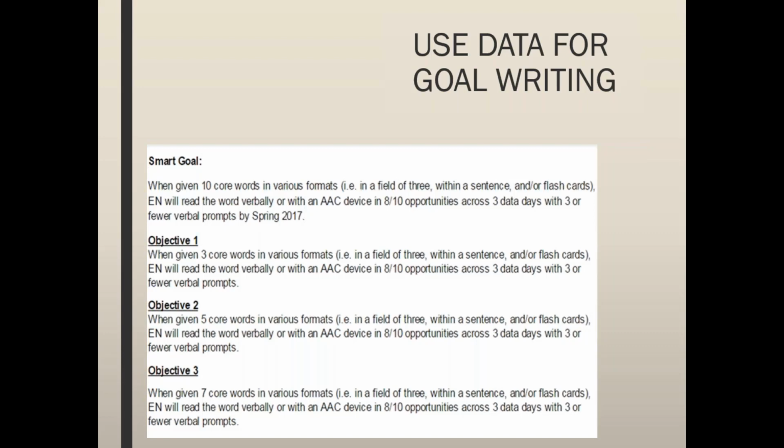So this goal states that when given 10 core words in various formats, the 3 that we mentioned, he will read the word verbally or with a device in 8 out of 10 opportunities across 3 data days with 3 or fewer verbal prompts by spring 2017. So you can see that it's measurable, it's doable because you're doing a maximum number of words. So you can see the objectives are broken down into how many words I expect him to read across that semester. So you don't want to double your workload. If you're already going to do this, you might as well make a SMART goal out of it.